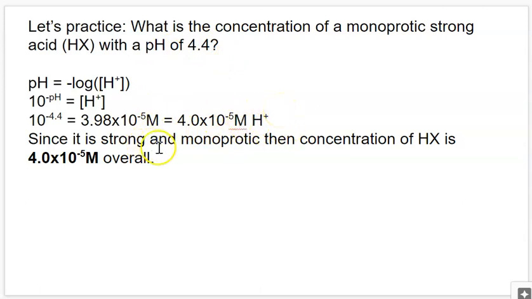And since this is a strong acid and it's monoprotic, meaning there's a 1-to-1 ratio of the hydrogen ion to the original acid, we can assume that the concentration of the original acid was 4.0 times 10 to the negative 5 overall.